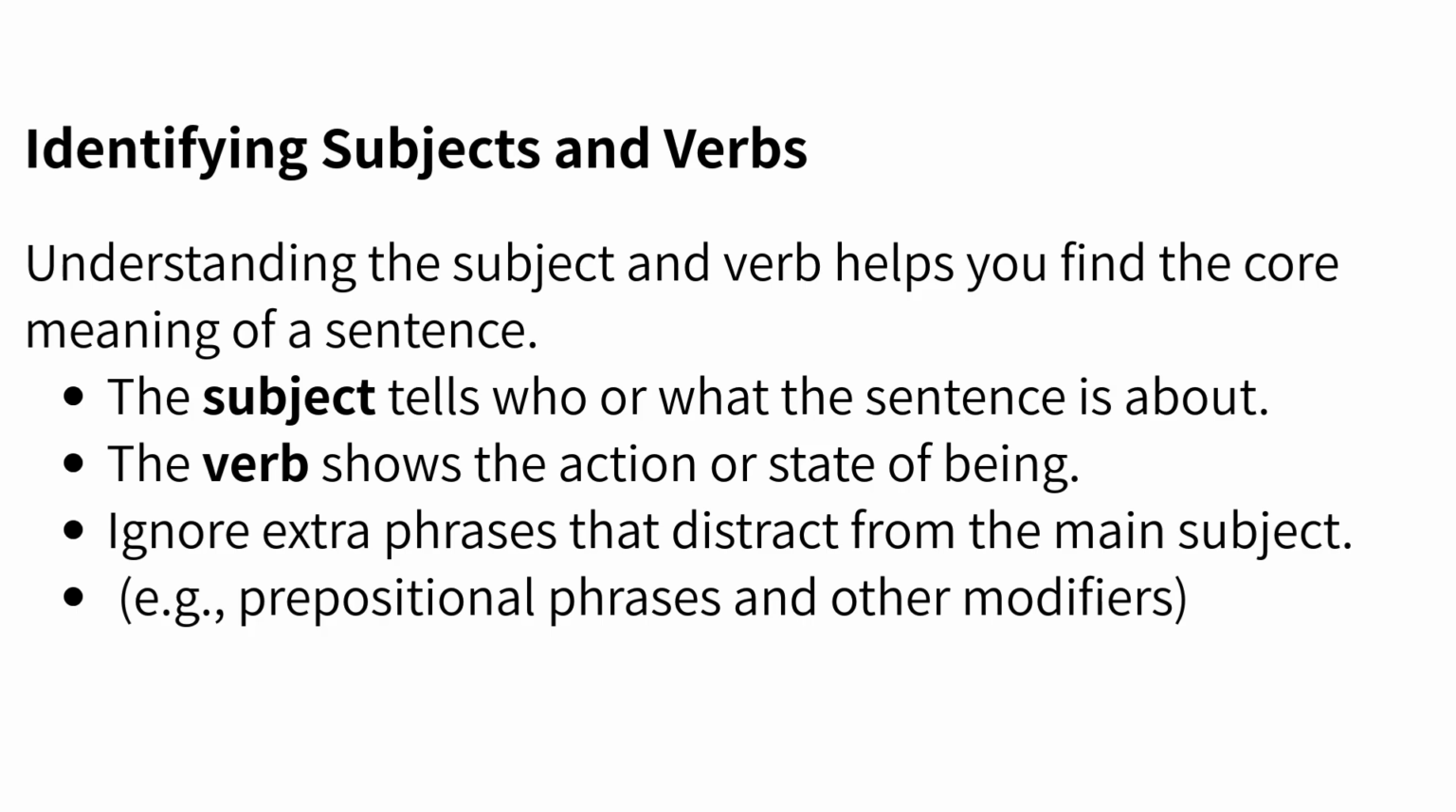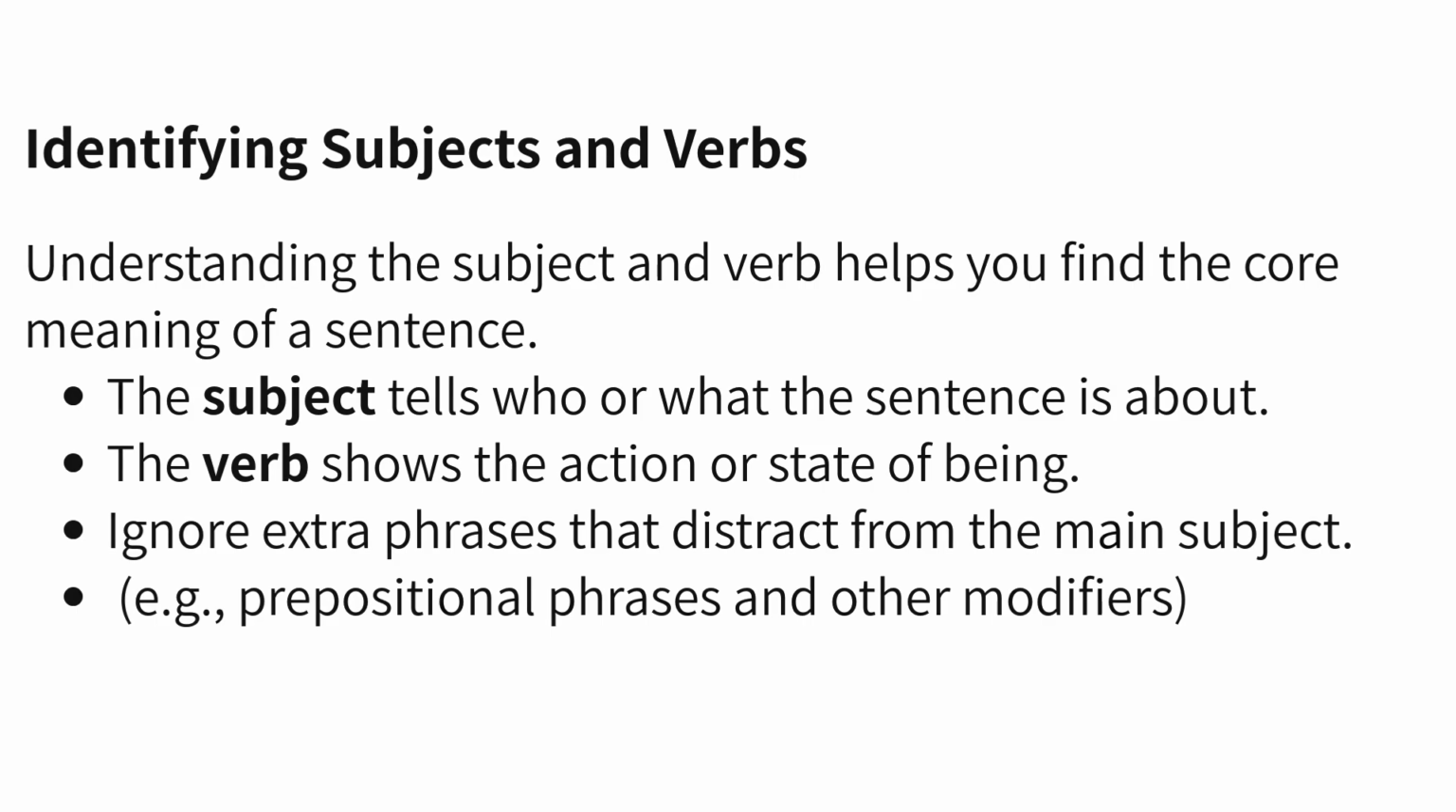The verb shows the action or the state of being. Once you find the verb, you can check whether it matches the subject in number and form. Many sentences on the SAT include prepositional phrases, descriptive clauses, or parenthetical information designed to distract you. These parts of the sentence can make it harder to see the real subject and verb. But with practice, you will learn to quickly separate the core elements from the extra information. Identifying the subject and verb accurately is the key step that prepares you for mastering subject-verb agreement later in this lesson.